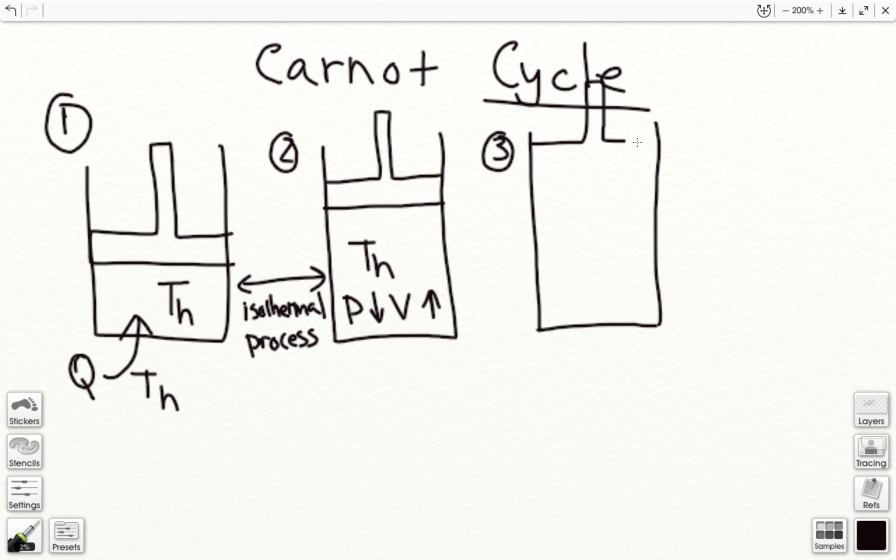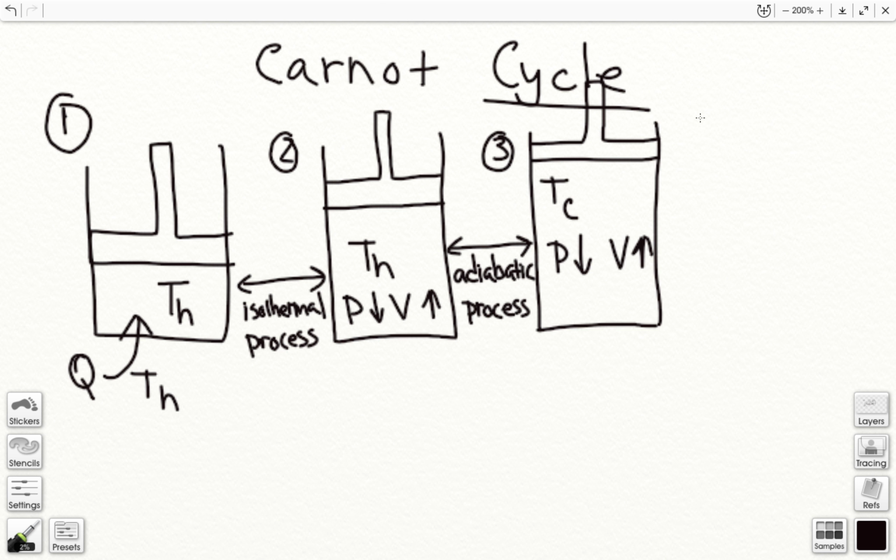So the piston continues to rise, and now the temperature in our cylinder is TC, less than TH. The pressure has continued to decrease and the volume of our gas has increased. Now from step 2 to step 3, there has been no heat exchange. This we'll call an adiabatic process. Again, this is a process where there is no heat exchange.